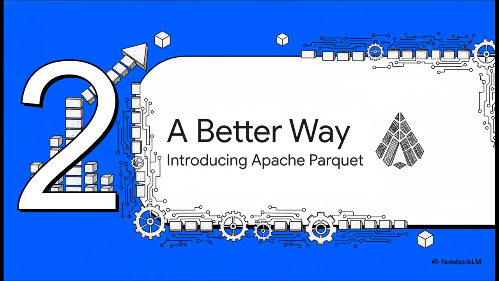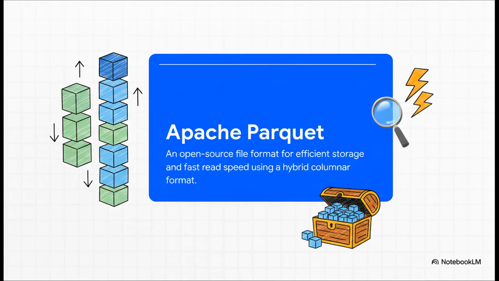But hey, this isn't just about complaining. It's about finding a solution. And that solution is a modern format that was built from the ground up for the world of big data. So let's introduce the hero of our story, Apache Parquet. So what exactly is Parquet? Well, the official definition is that it's an open-source file format built for two key things: really efficient storage and lightning-fast read speeds. And the secret to its power is this amazing concept called columnar storage.